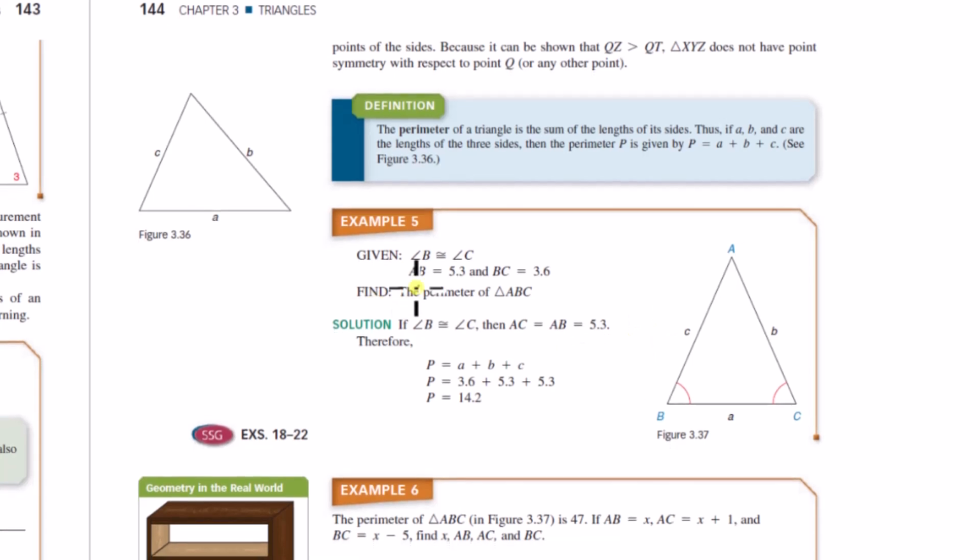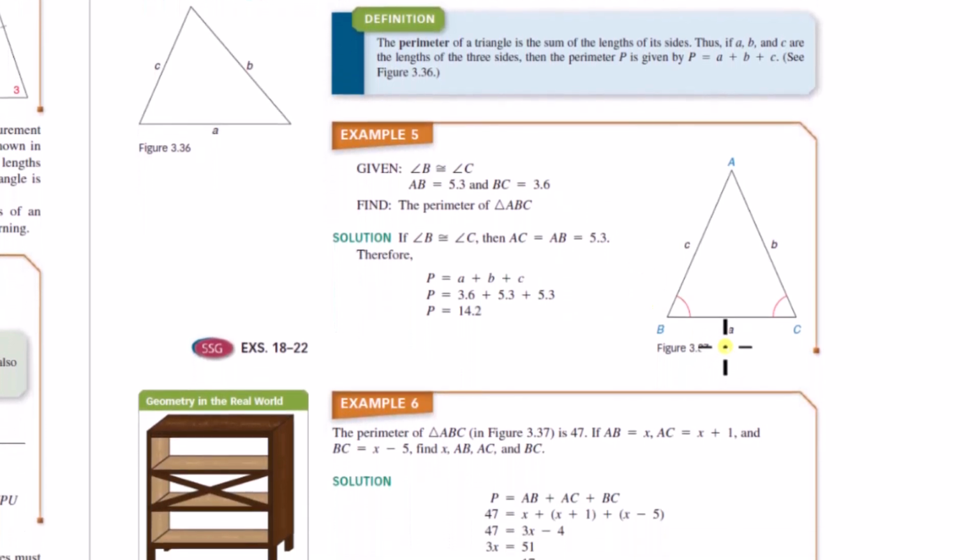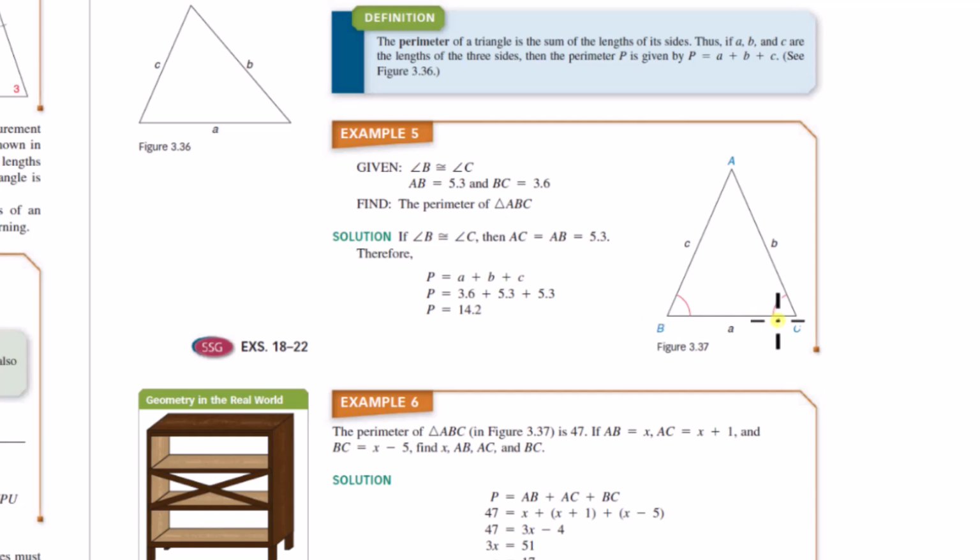So, okay, with that, it says given that angle B is equal to angle C, and that the length of AB is 5.3 and the length of BC is 3.6, find the perimeter of this triangle. Well, because we have these two congruent angles, the side lengths opposite these angles are the same. It's isosceles, so lowercase b is equal to lowercase c. AB is equal to lowercase c, and it's equal to 5.3. So lowercase b is equal to 5.3. So we've got 5.3 times 2 plus 3.6 as the perimeter.